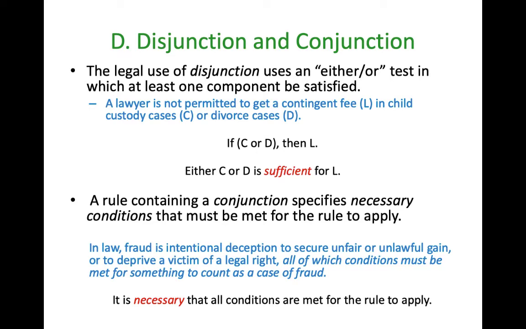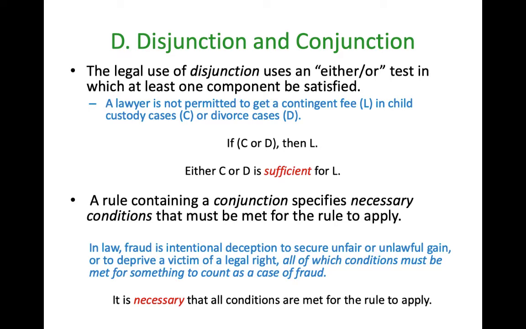The legal use of disjunction uses an either-or test in which at least one component is satisfied. A lawyer is not permitted to get a contingent fee, L, in a child custody case or divorce case. For instance, here's how it looks. If C or D, then L. Either C or D is sufficient for L. These are three different ways to say the same sort of thing. In the second and third case, I'm symbolizing.